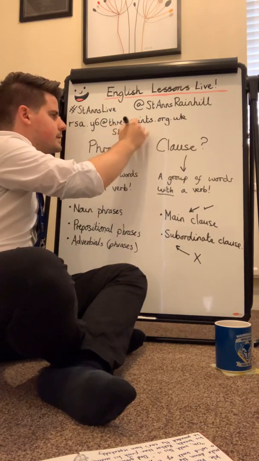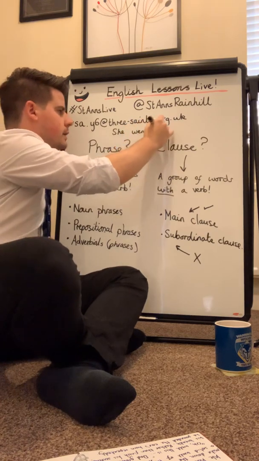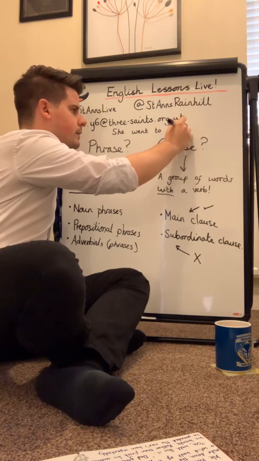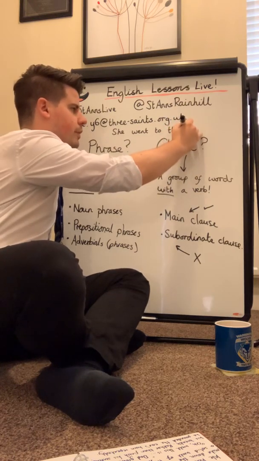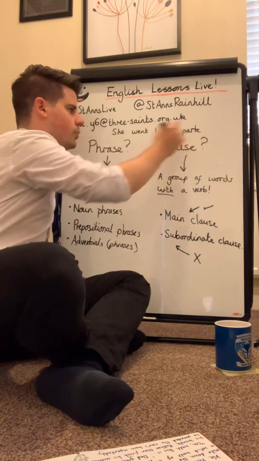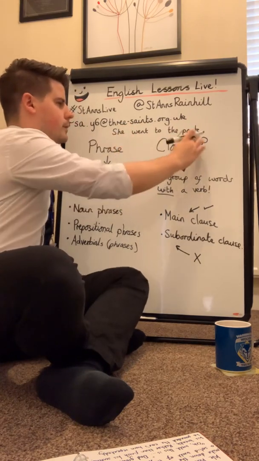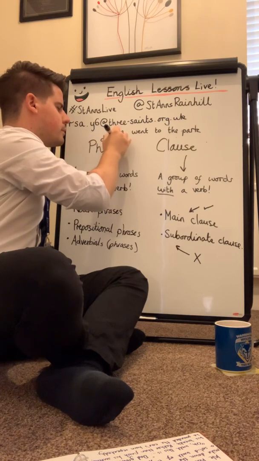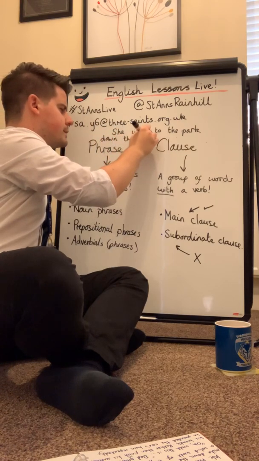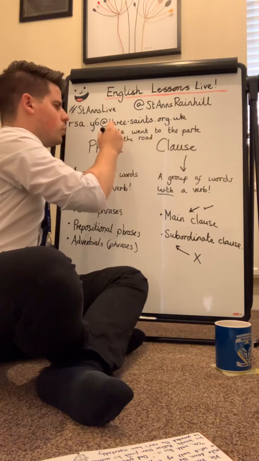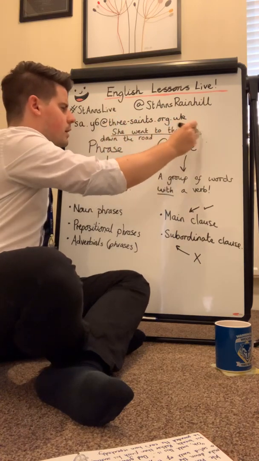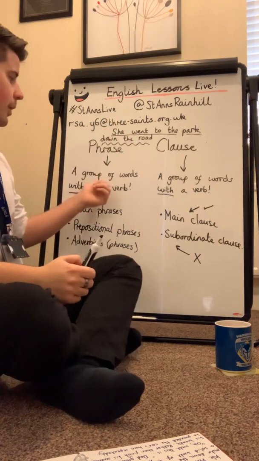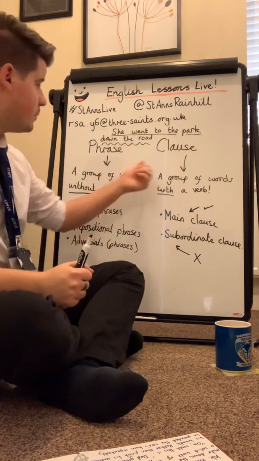She went to the park. Let's have a space between the and park. She went to the park, give myself a bit of space here, down the road. And I said, right, what is she went to the park and what is down the road? Well, they're both groups of words, so they could be anything yet.